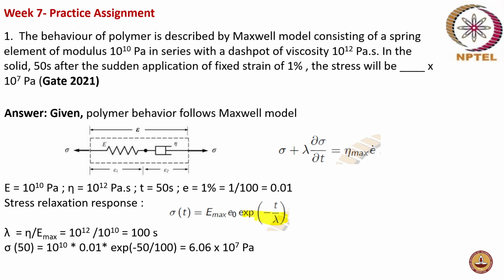So sigma of t, here t is 50 seconds, so sigma at 50 seconds is given by the E max value which is nothing but 10 power 10, E naught which is nothing but your constant strain, 1%, that is equal to 0.01, and your time t is 50 seconds, and you have calculated lambda which is 100. So you just have to substitute in the expression for the stress. Sigma at 50 seconds is equal to 10 power 10 into 0.01 into exponential of minus 50 by 100, that is equal to 6.06 into 10 power 7 Pascals. This is the solution for this problem.